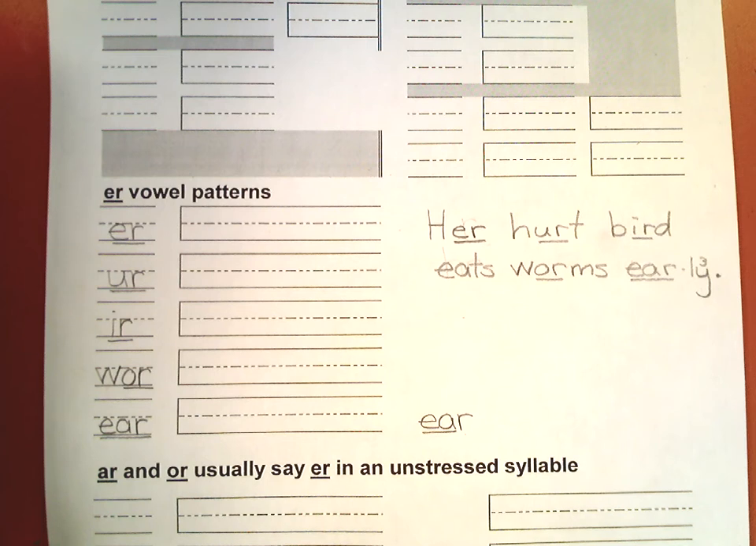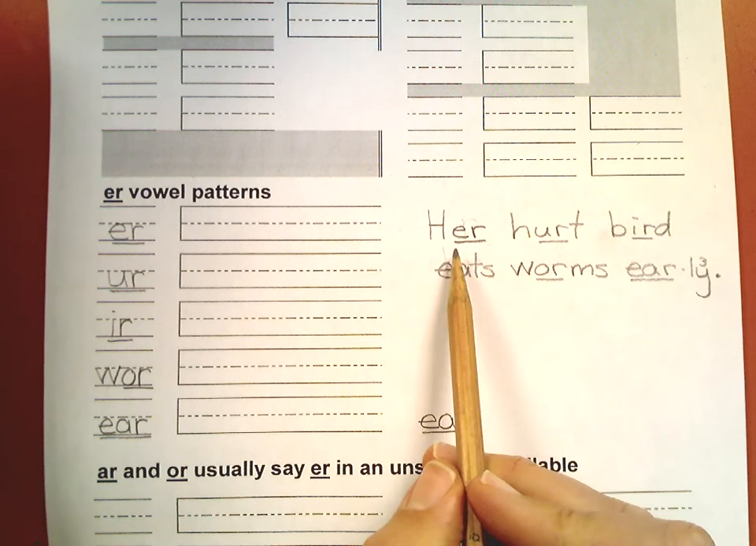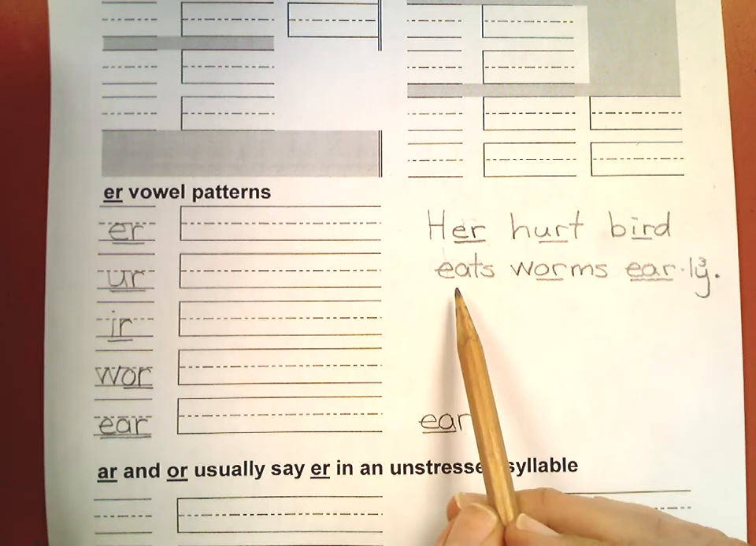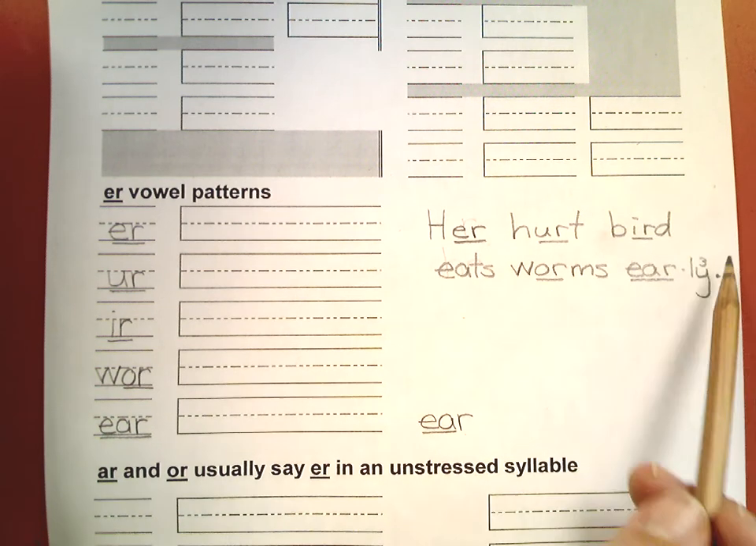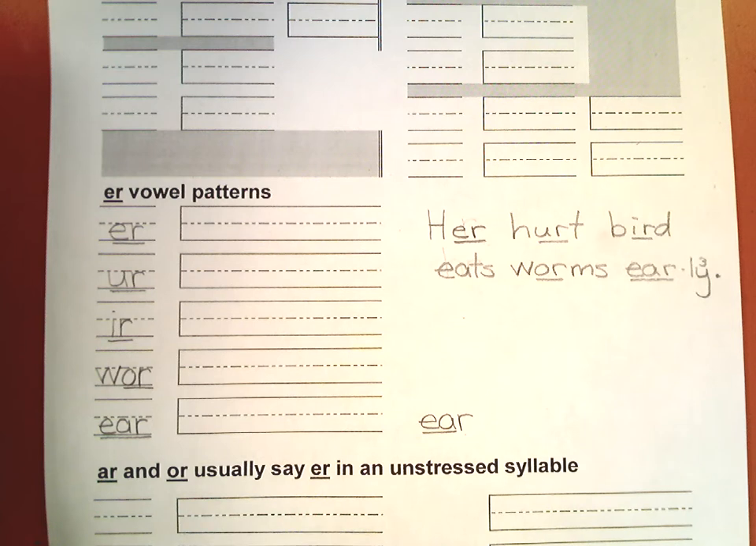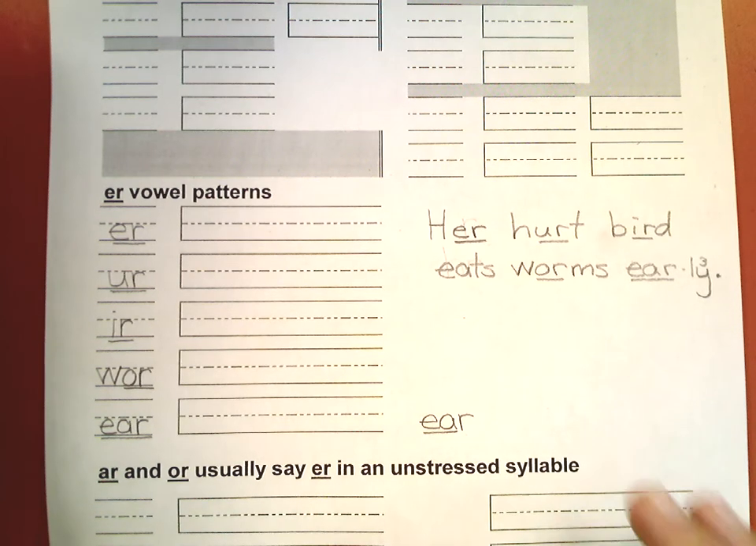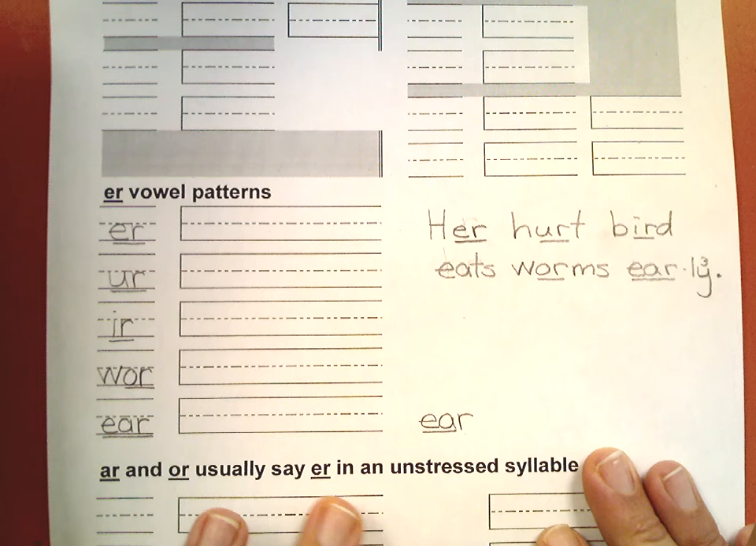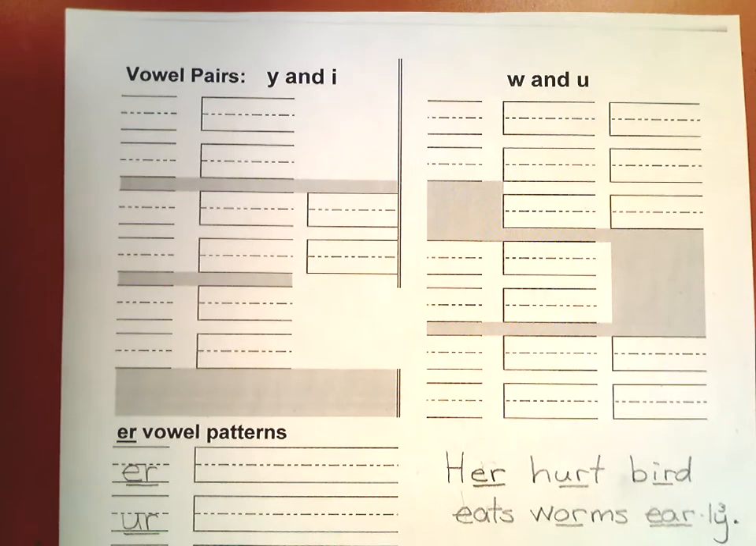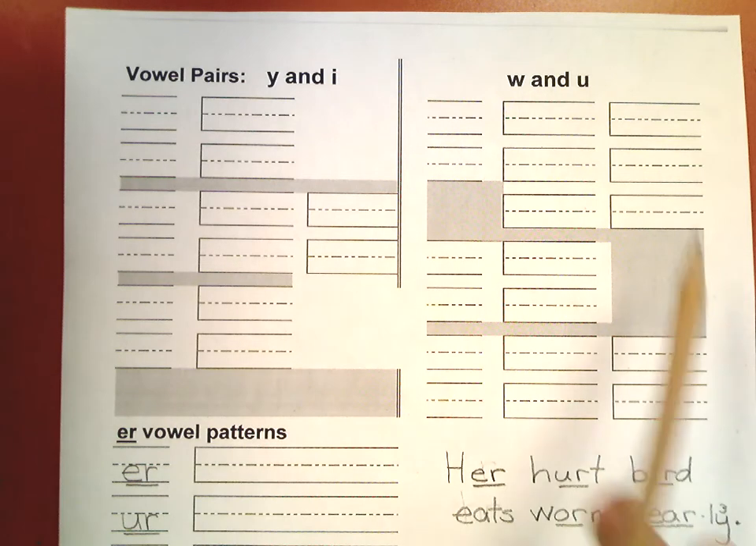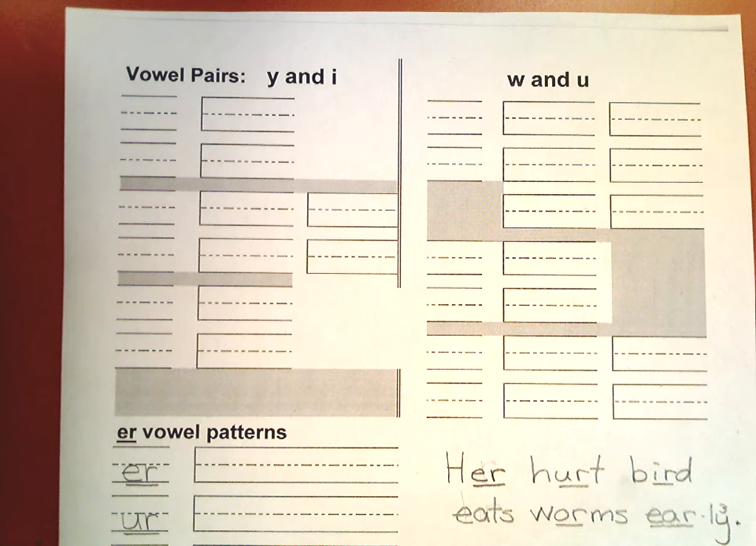All right, so here's our sentence. Let's read it one time. Her hurt bird eats worms early. Class, if you memorize that sentence, you're not going to have any trouble remembering what our 5 'er's are. All right, for just a minute, let's pop up to the top of our page because this is a special section. Yesterday, we were doing our multi-letter vowel and consonant patterns, but then we've got some phonograms that get their own special section, like our 'er's.